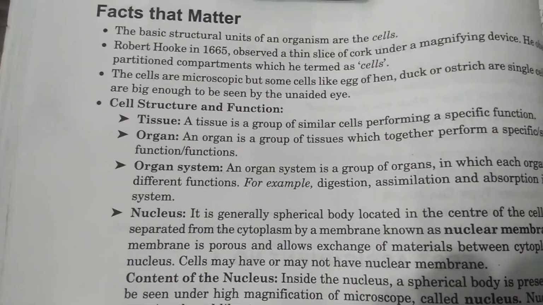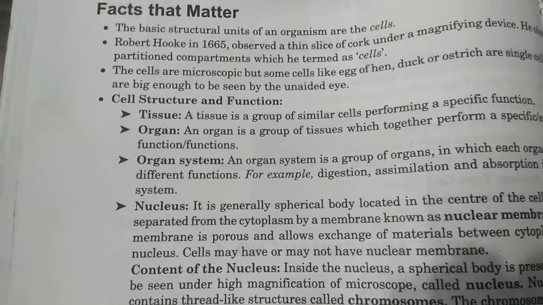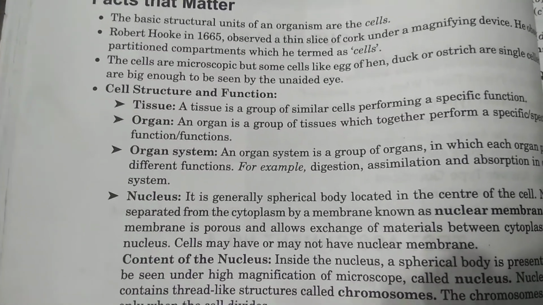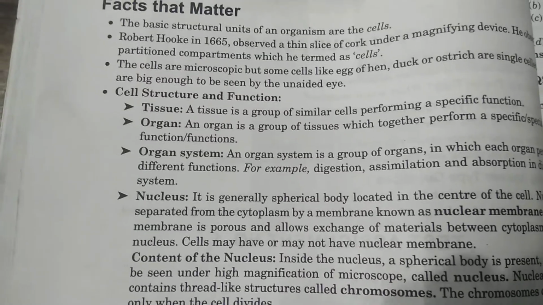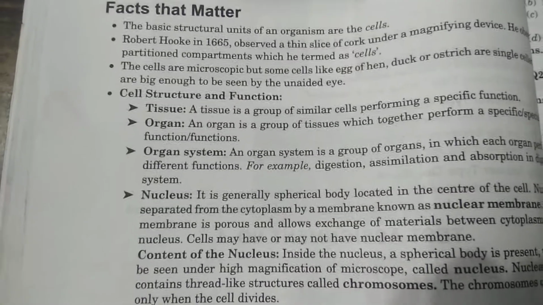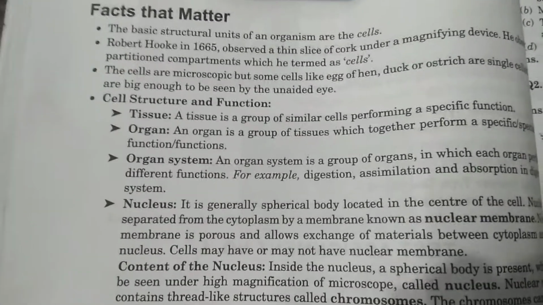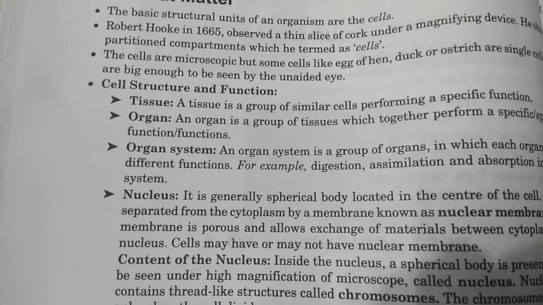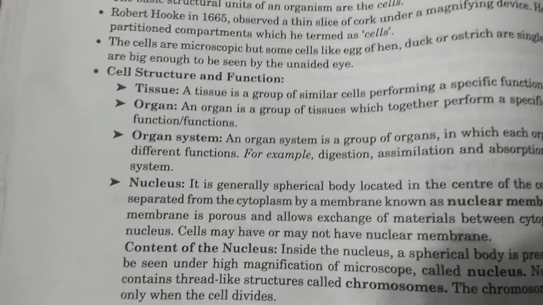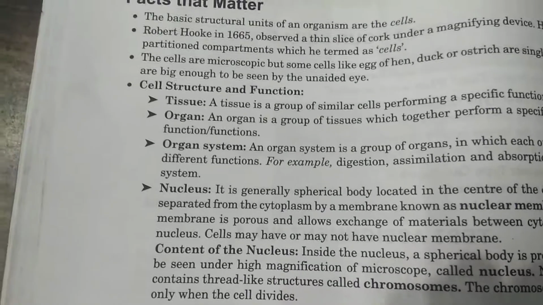Robert Hooke in 1665 observed a thin slice of cork under a magnifying device. He saw partitioned compartments, which he termed cells. So in a cork, with the help of a magnifying glass, he found out that it has many cells in it. Cork is nothing but wood.